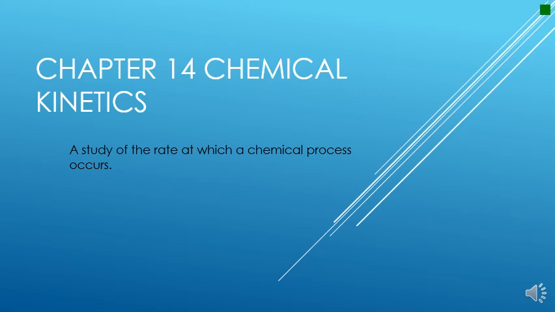Good morning. This next unit is going to be covering chemical kinetics and chemical equilibrium. This week we will talk about chemical kinetics, which is the study of the rate at which a chemical process occurs. Please understand that this has nothing to do with the spontaneity of the reaction, just simply how quickly one will take place. Next week we'll cover chemical equilibrium to finish off our unit.